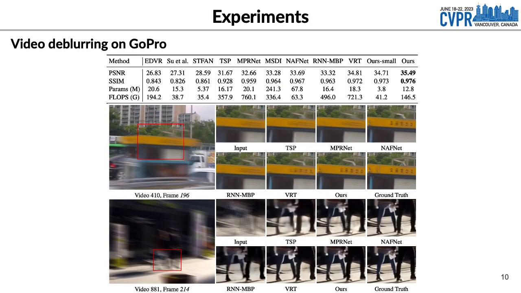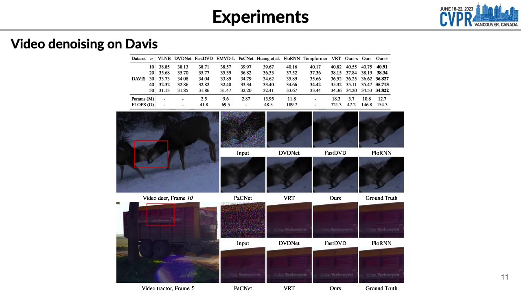In our experiments, we compare our method with SOTA video deblurring methods on the GoPro dataset. It is shown that our method surpasses previous methods by a large margin. Then we provide comparisons of video denoising on the Davis dataset. It is shown that our method could recover more details than other methods.